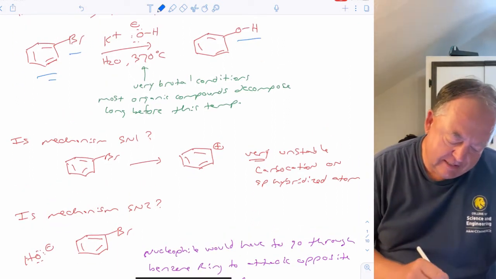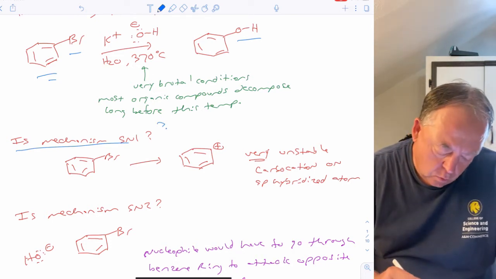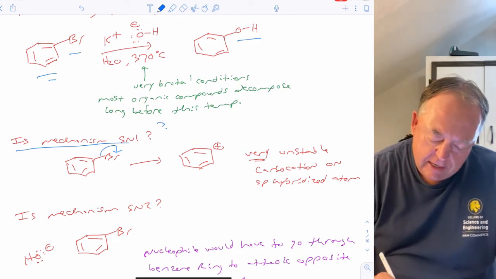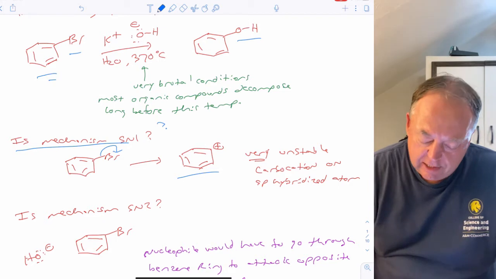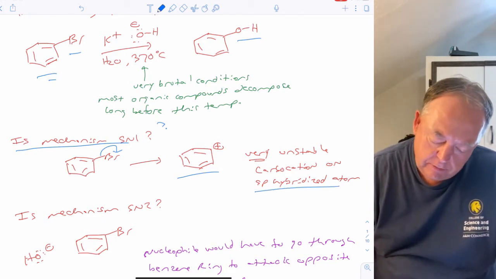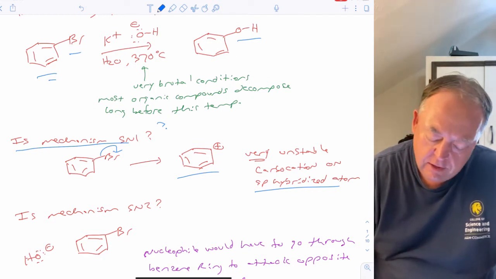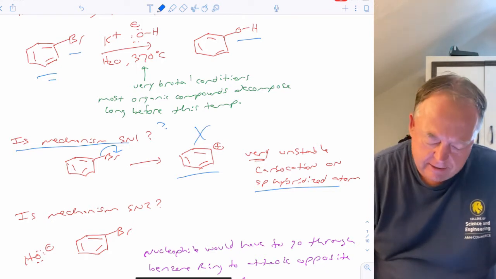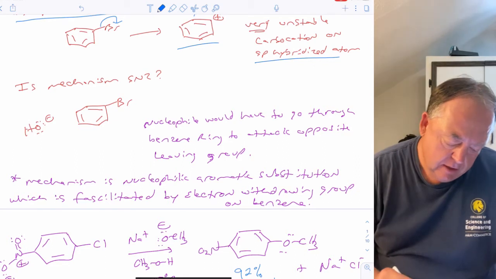So the question is, is it an SN1 mechanism? If you remember how SN1 mechanisms work, the bromine would have to leave to make a carbocation, and then hydroxide would attack it, or water would attack it. But that carbocation is very unstable because putting the positive charge on an sp2 hybridized carbon is not a good place to put a positive. So no, this doesn't want to make the aryl carbocation. It's too unstable.